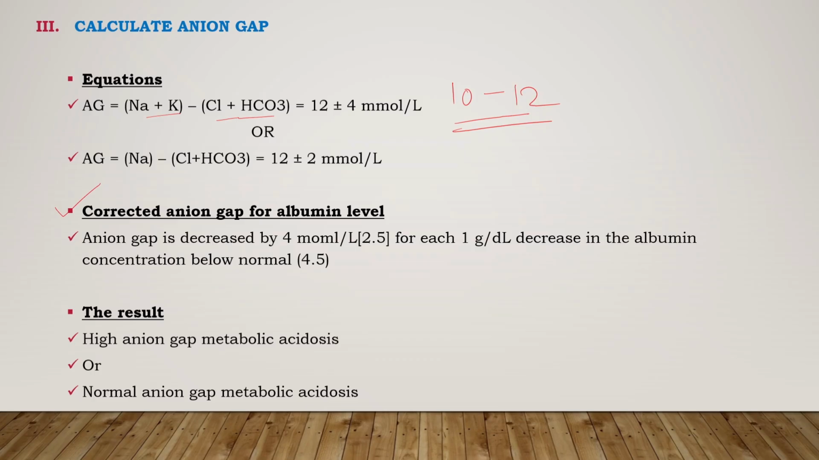Corrected anion gap: this is an extra point. The anion gap can decrease by 4.5 for every 1 gram per deciliter decrease in albumin levels. So, after calculating the anion gap, the result we get is either a high anion gap metabolic acidosis or a normal anion gap metabolic acidosis.